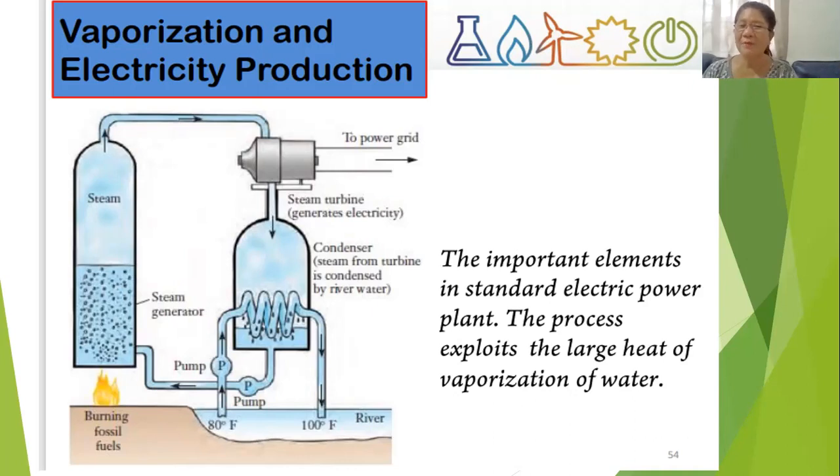So the important elements, in a standard electric power plant here, they exploit the large heat of vaporization of water. So this water here will be vaporized at a very high temperature. What happened? This will generate energy, a big form of energy.